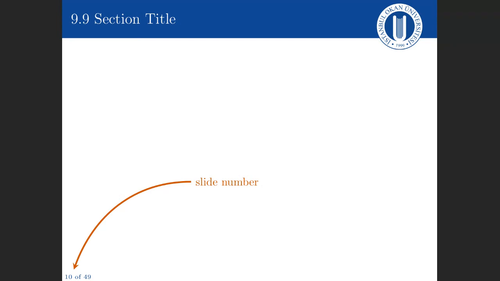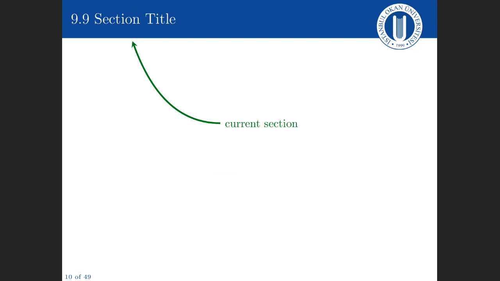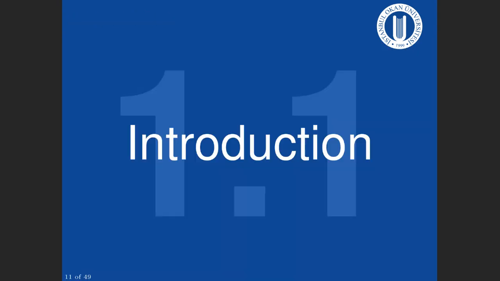You may have noticed that in the bottom corner of the slide, there's a slide number. This will give you an idea as to how close to the end of the lesson we are. And if you're following along in the lecture notes, you can find the section number and section title at the top, so you know roughly where you're looking in the lecture notes.